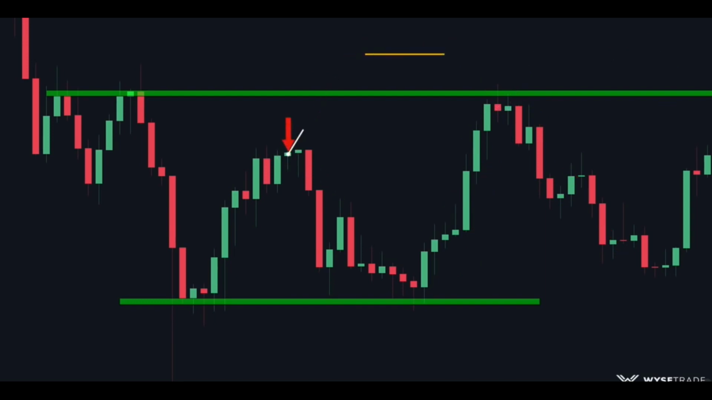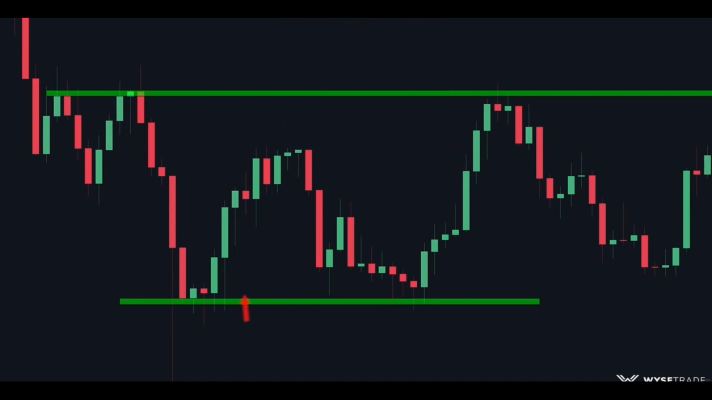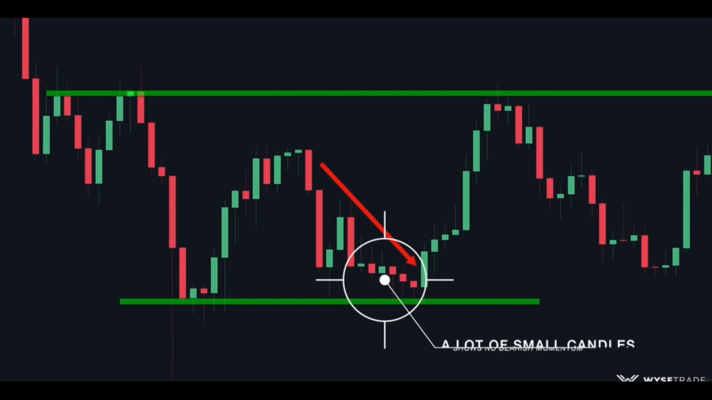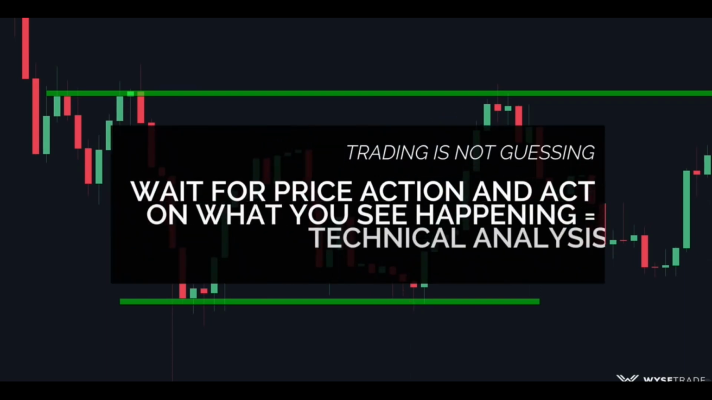So some traders might have noticed this level of resistance here, but look at what happens when price comes to this area. We have an engulfing candle and price broke right through, and there was no price action for a trade. Here along the bottom, we have a level of support here through this rejection. Now again, as price approaches this level, look at all the small candles as price approaches this level, which shows no bearish momentum. Price then finishes with 3 candles where the wicks are rejecting support, and then price took off upwards. Trading involves zero guessing.